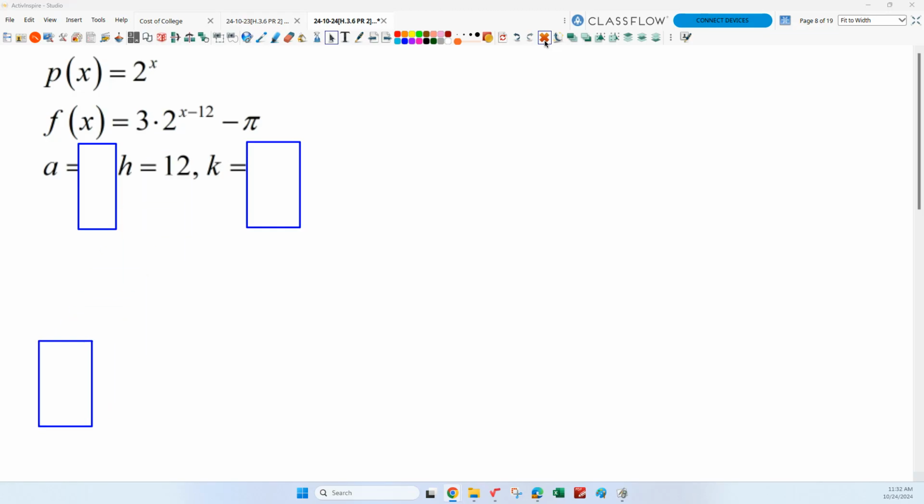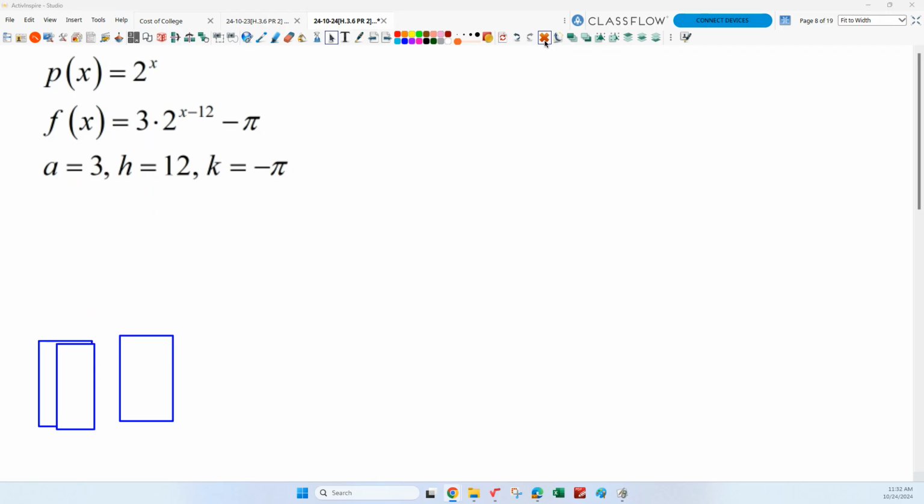What's k? Negative pi, because that's the number that's being added outside the function. And what's a? 3. You got it. So without even knowing anything about this function, you do know how we transformed it there. Okay?